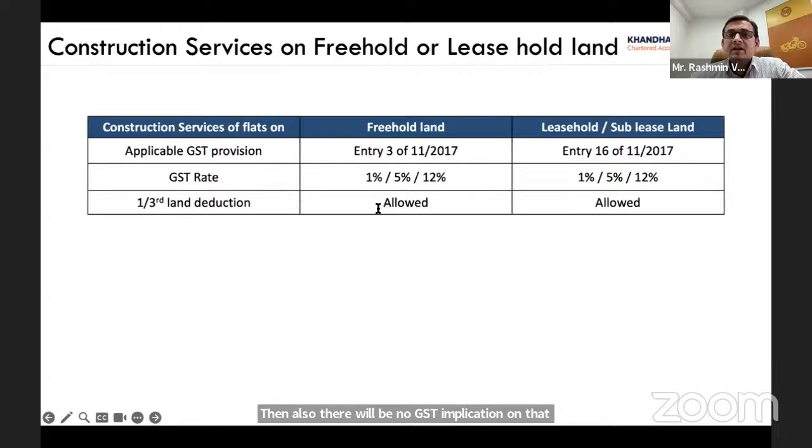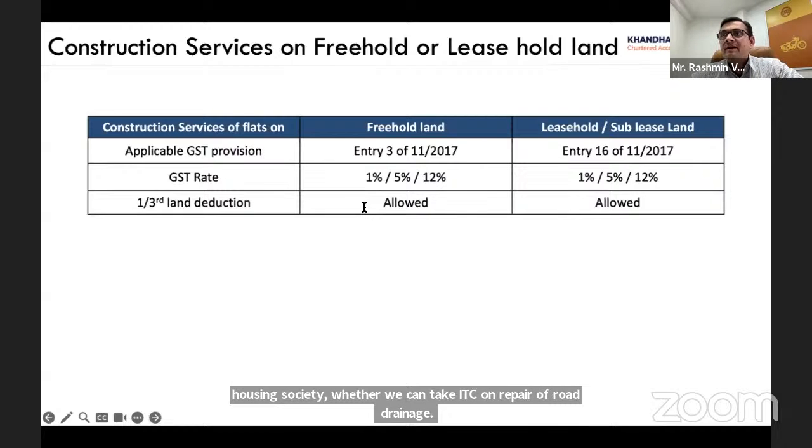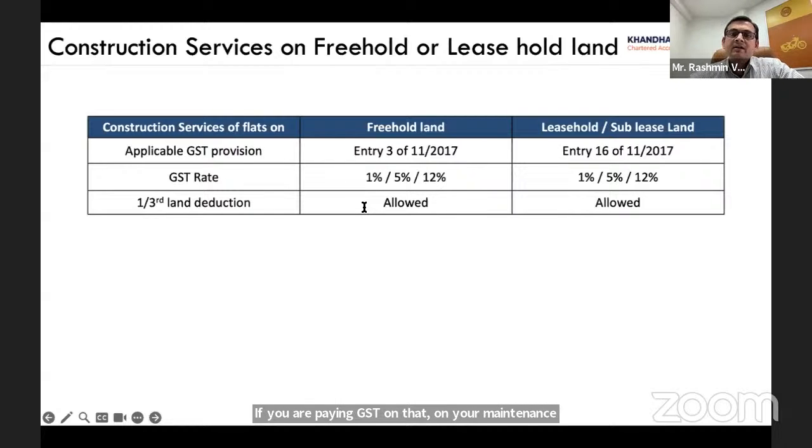In case of a housing society, whether we can take ITC on repair of road, drainage: if you're paying GST on your maintenance charges, then you can take ITC. Otherwise, if it is exempted, then as per rule 42 or section 17, you cannot take the ITC of road repair. And one more thing, since this is road repair and a drainage system, it can be said to be a works contract or something like that. So it is compulsory that it needs to be revenue rather than capitalized to come out of the blocked credit of section 17(5).